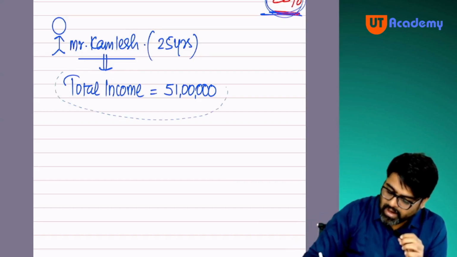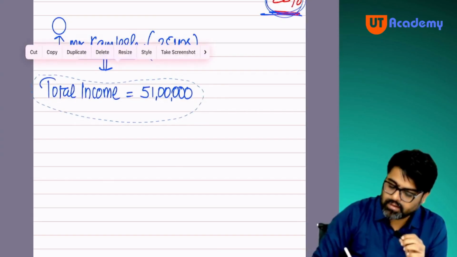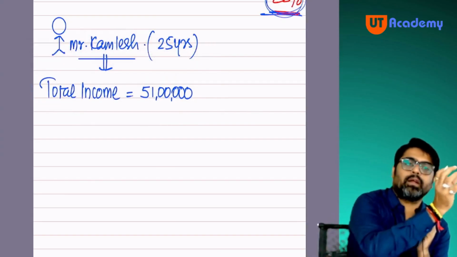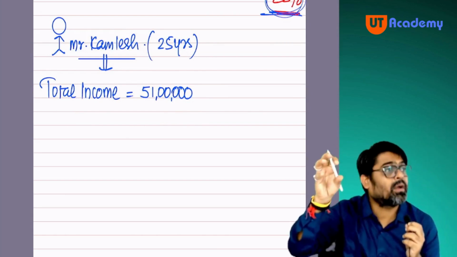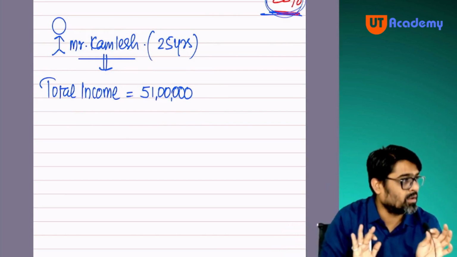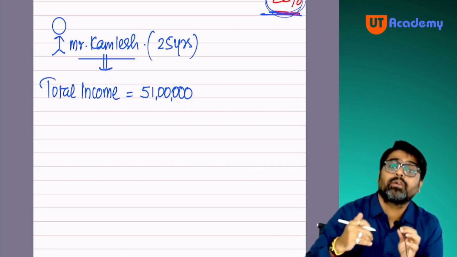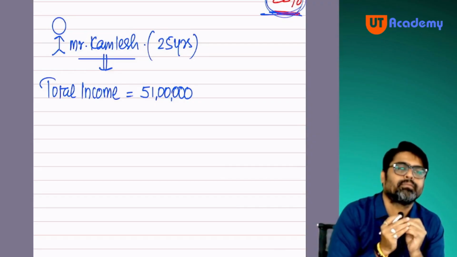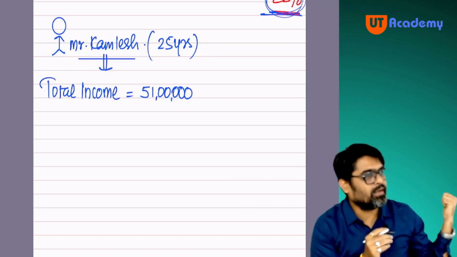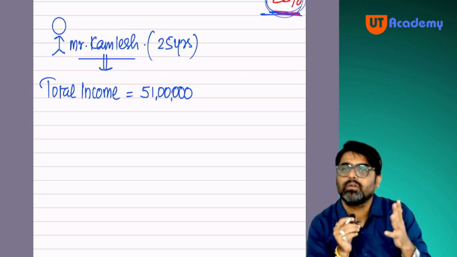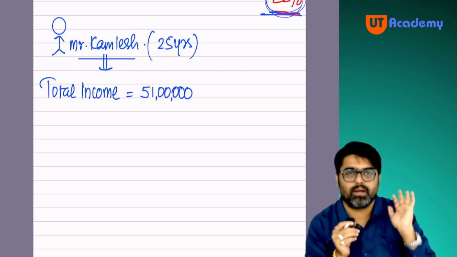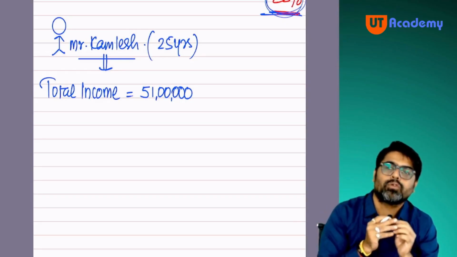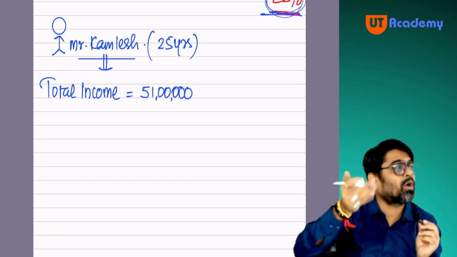Now, don't you think Kamlesh will have to pay tax on this total income? On special income, special rate; normal income, normal rates. Yes or no? Now let us assume, in this total income, there is no special income. Can we assume that? Meaning the entire total income is normal only. So on this entire total income, can we apply the normal rates?